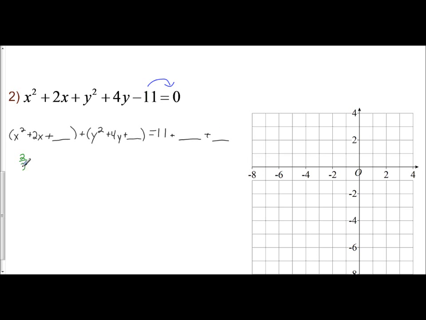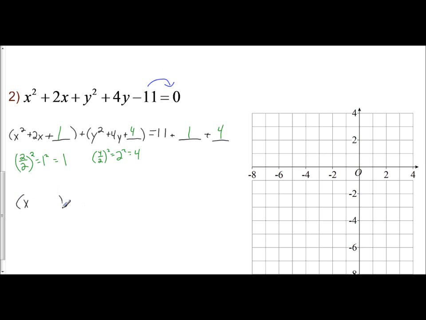Take half the b term, so 2 divided by 2 is 1, and then square that, you get a positive 1. So I get a 1 here, which means to keep it balanced, I put a 1 here. Complete the square for the y's: you take half of 4, which is 2, and square it, and you get positive 4. And I put a 4 over here to keep it balanced. Now simplify by completing the square process.